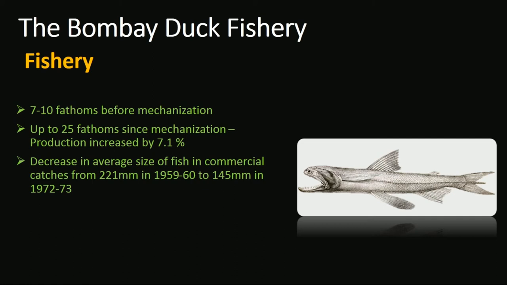Nowadays, scientists have observed in commercial catches that the average size of the fishes has reduced from 221 mm in 1959-60 to 145 mm in 1972-73. That is maybe due to the high catching pressure on the fishes, so they are unable to grow. They are caught earlier due to this mechanization and modernization of the fishing crafts and gear. So the average catch size is reduced from 221 mm to 145 mm.